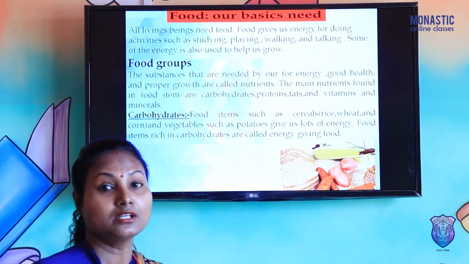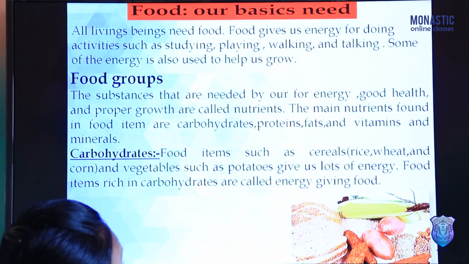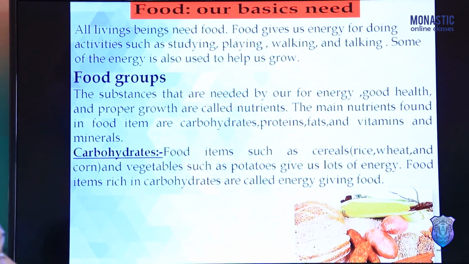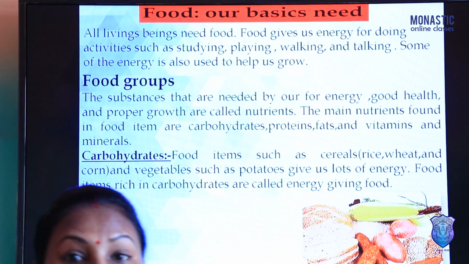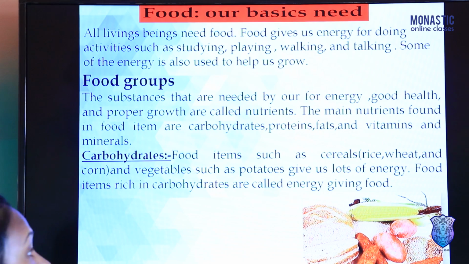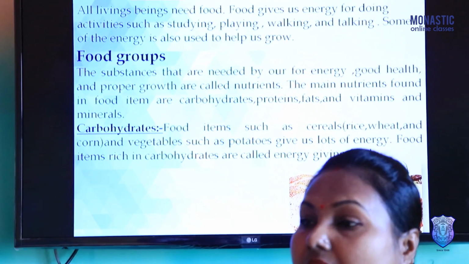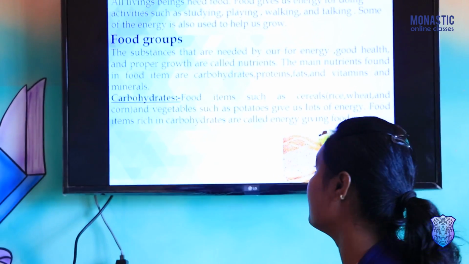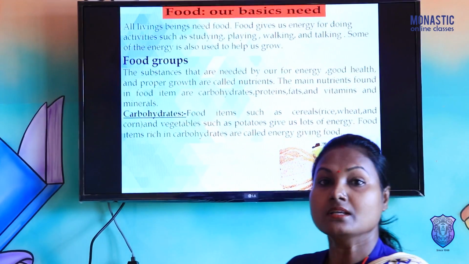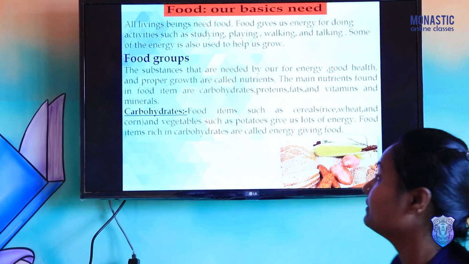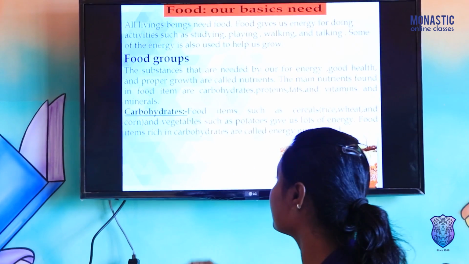So there are different groups. The substances that are needed by our body for energy, good health, and proper growth are called nutrients. The main nutrients found in food items are carbohydrates, proteins, fat, vitamins, and minerals. Nutrients are all important. Some nutrients help us to grow, some help to give us energy, and some fight diseases.